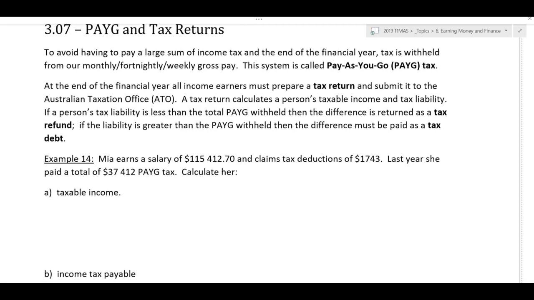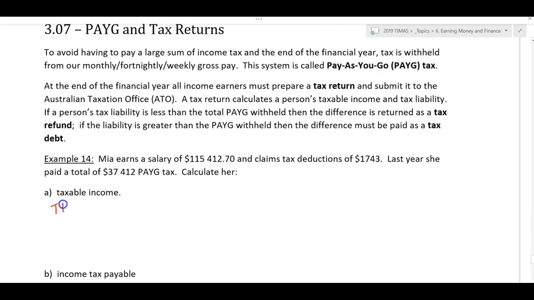Mia here earns $115,412.70. She claims tax deductions, allowable deductions, of $1,743, and she has already paid $37,412 in PAYG tax. We need to work out her taxable income. It's pretty straightforward. Remember, taxable income is gross income minus allowable deductions.